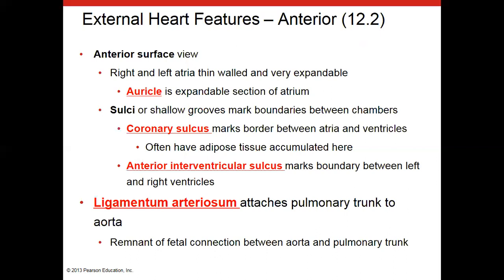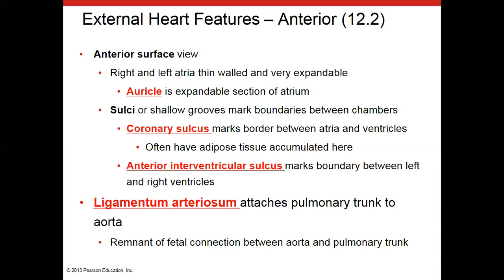There are a couple of sulci, shallow grooves that mark boundaries between the chambers. There's one called the coronary sulcus, and that marks the border between the atria and the ventricles. And that coronary sulcus has adipose tissue, fat tissue, but that's also where the coronary arteries, the blood supply to the heart, run through those sulci. And there's an anterior and posterior interventricular sulcus that is between the ventricles. Between the ventricles, there's a sulcus that marks the boundary between the two ventricles.